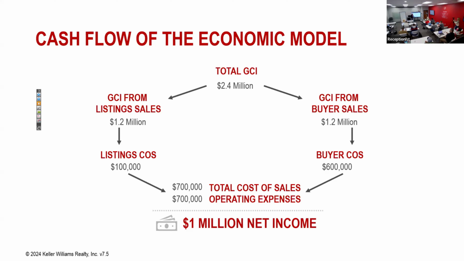And then we're talking about the total cost of sales would be about $700,000. Your operating expenses would be about $300,000, and the 40 that's left over is $1 million net income. All right. Now, some of you are going, Chris, I can see $1 million, and some of you are going, Chris, I don't see $1 million yet.